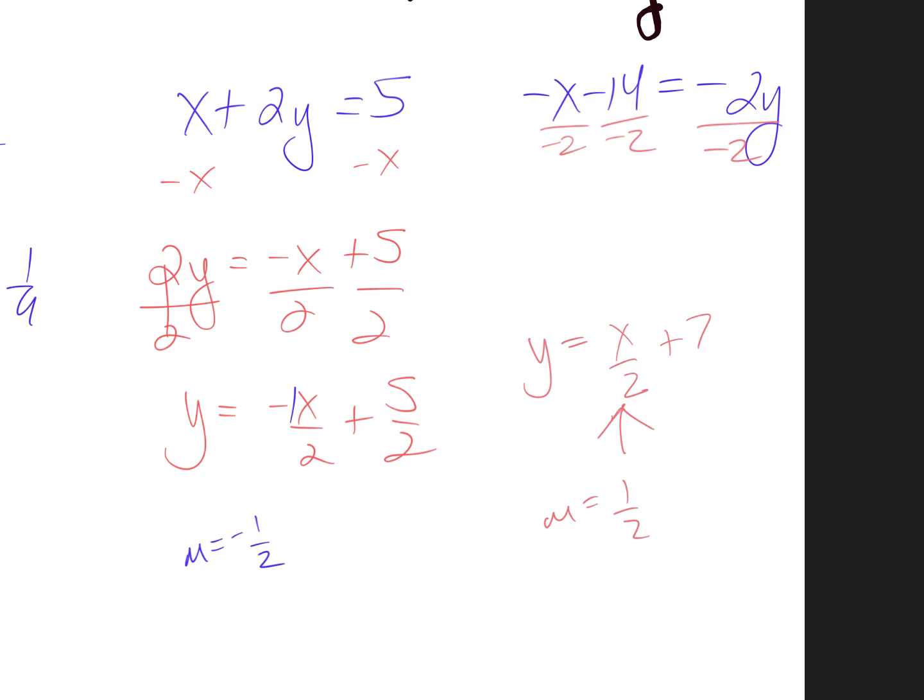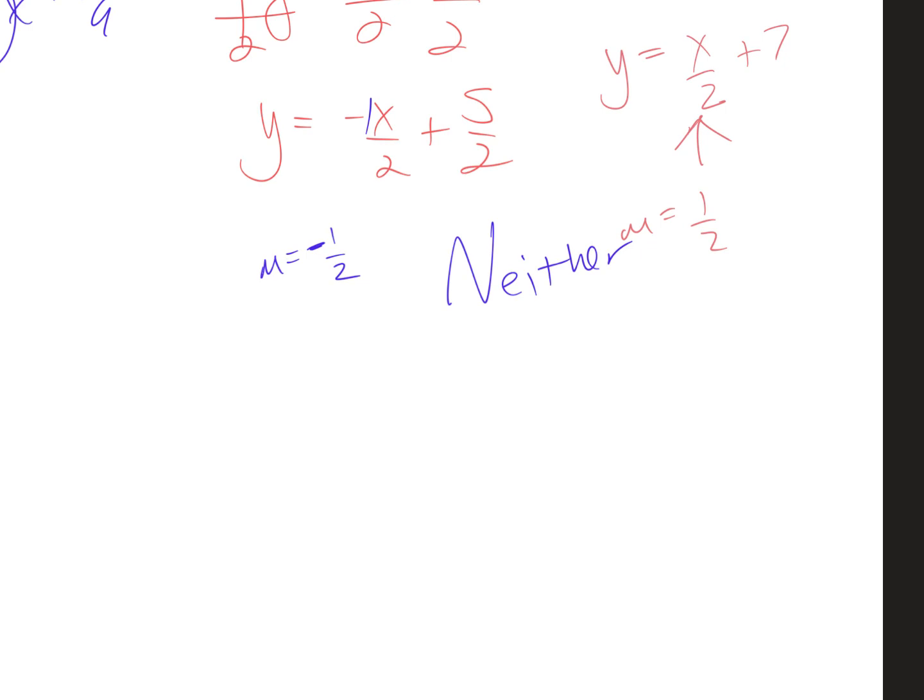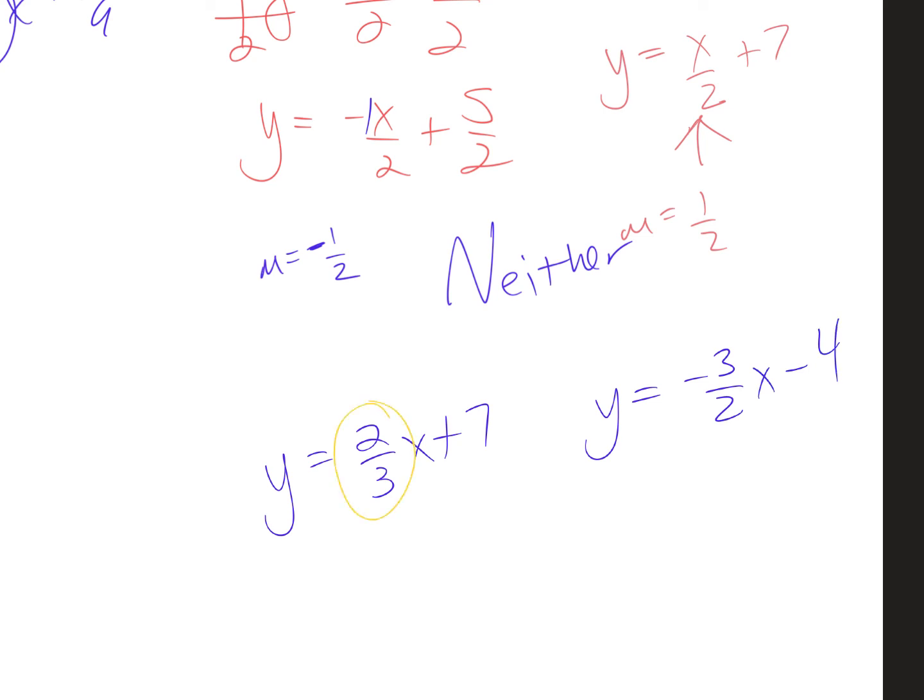Are those two numbers exactly the same? No. Are they opposite reciprocals of each other? No. So what is this? Neither. Be careful with that, guys. Opposite reciprocal would be like you came out with y equals 2/3 x plus 7 and y equals negative 3/2x minus 4. These two numbers are opposite reciprocals of each other. The signs are different and the fractions are flipped. So this one would be perpendicular if it worked out that way.